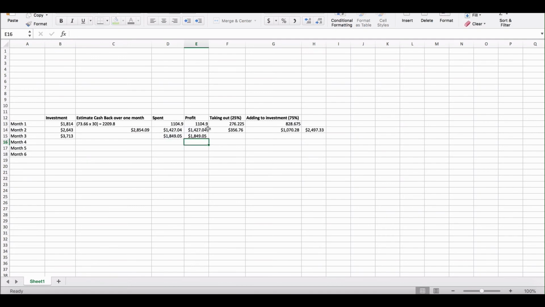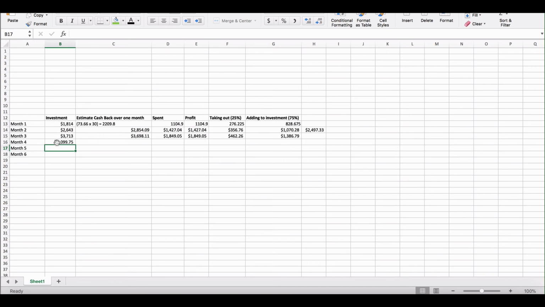And come along here and say our profit's equal to that. Again, that 2-to-1 ratio. This is equal to this times 0.25. That's how much we're going to be taking out. And then our adding to our investment will be our profit times 0.75. Our estimated cashback is going to be 2 times our ad spend. So you can see now that our estimated cashback is $36.98. And what we'll do with this adding to investment, we can come here, add that onto this.